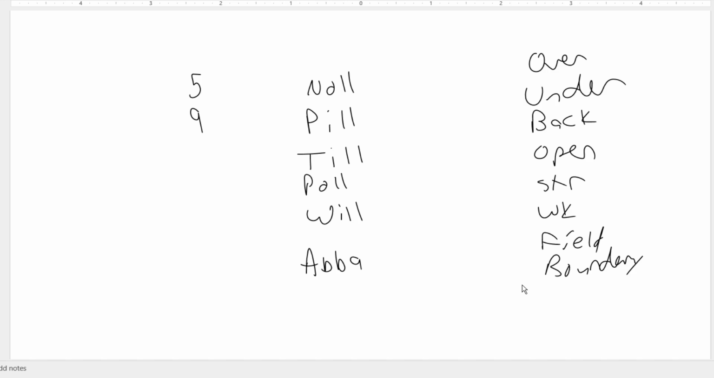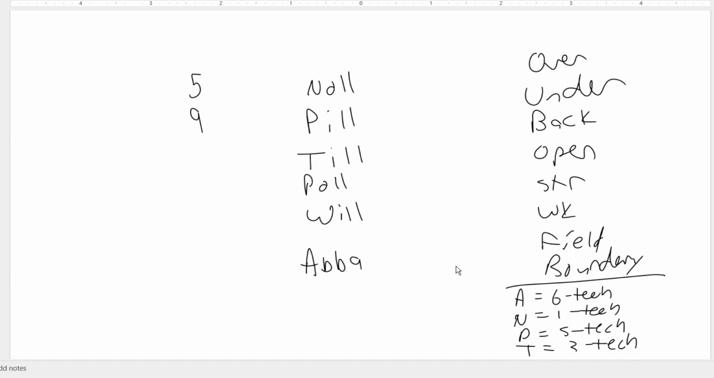And remember, when these are one of the calls, the anchor is always in a 6-tech. The nose is always in a 1-tech. The panther is always in a 5-tech. And who's our other guy? The tackle. He's always in a 3-tech. That's the defaults, right? But now we can modify these.